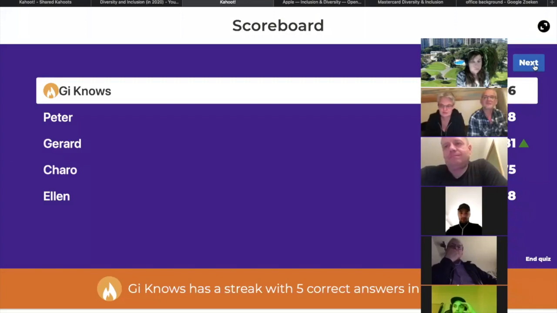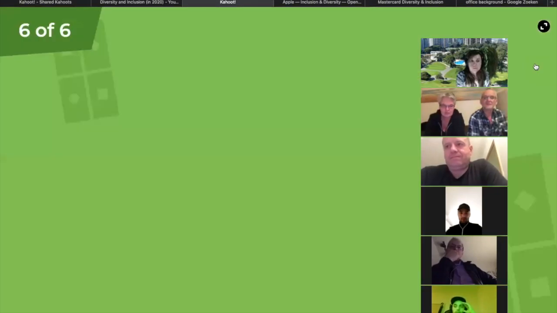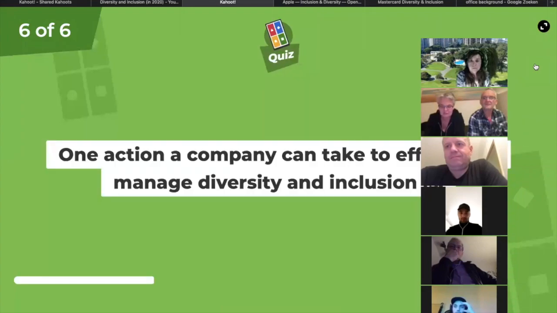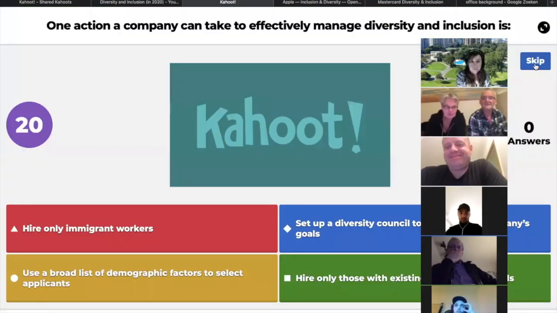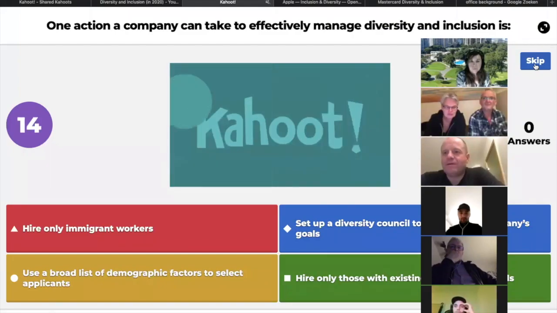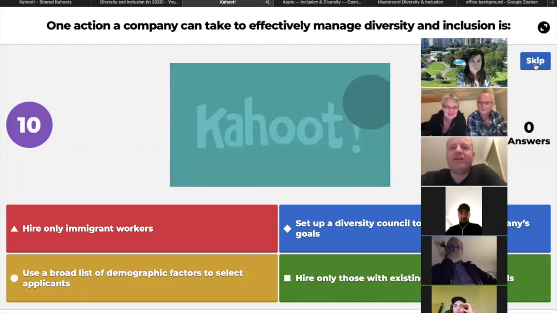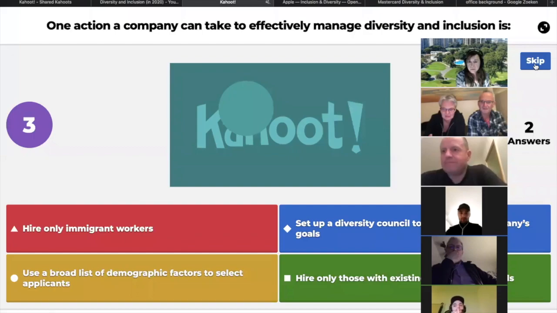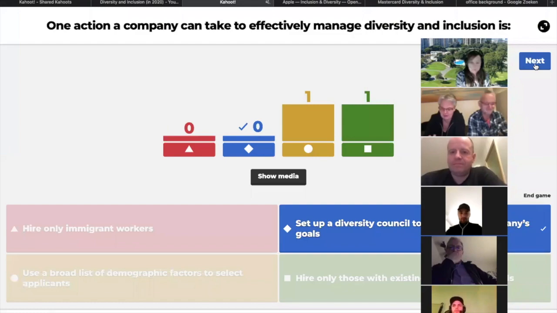There we go. Let's see. Last question. Last question. One action a company made. Can you read it? One action a company can take to effectively manage diversity and inclusion is: hire only immigrant workers, set up a diversity council to monitor a company's goals, use a broad list of demographic factors to select... time's up. Applicants.